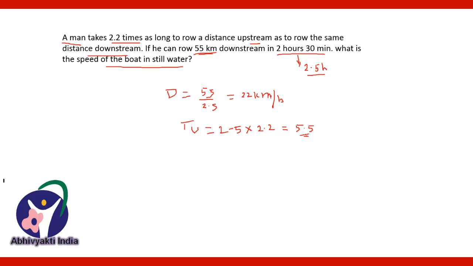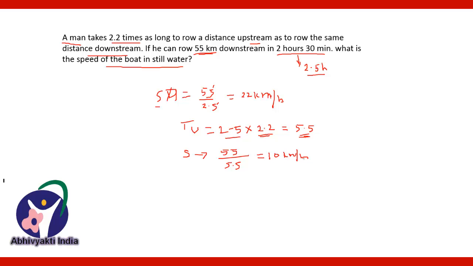So this is the time taken for the upstream, and therefore, sorry, this should be speed, because speed is equal to distance upon time. The speed downstream is 55 upon 2.5, which is equal to 22 kilometers per hour, and the time upstream is 2.5 into 2.2, which is equal to 5.5 hours. Therefore the speed upstream will be the same distance, 55, upon the time taken, 5.5, which is equal to 10 kilometers per hour.